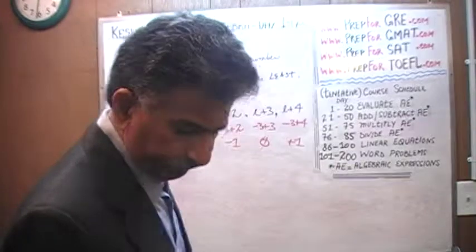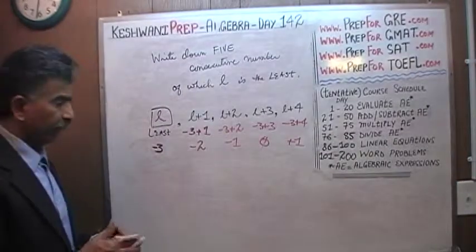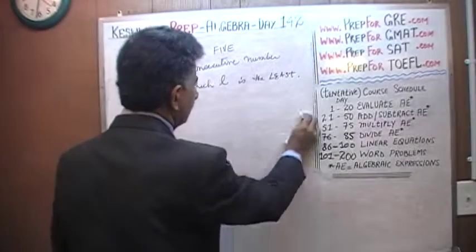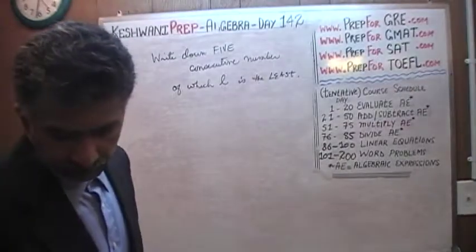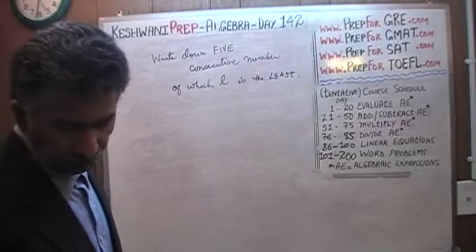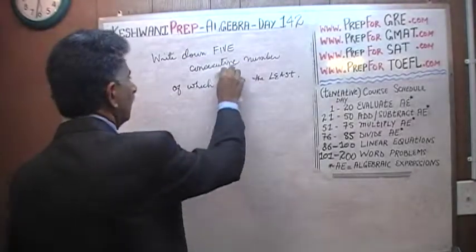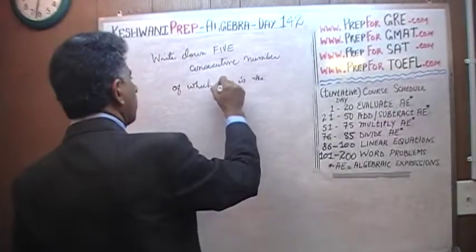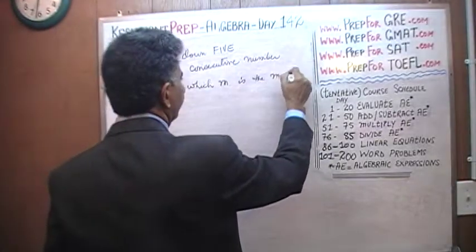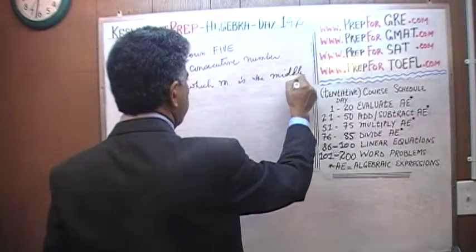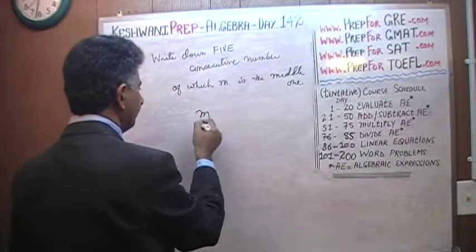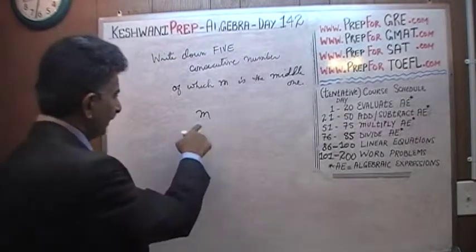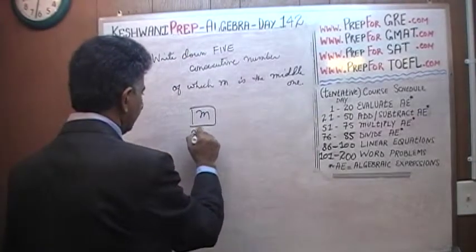Want to do one more? Let's do one more, shall we? It says, write down 5 consecutive numbers of which M is the middle one. So now we have to show this number M, which happens to be right in the middle. And there are 5 consecutive numbers, which means the one that comes after it, let's put a note here, this is the middle one.